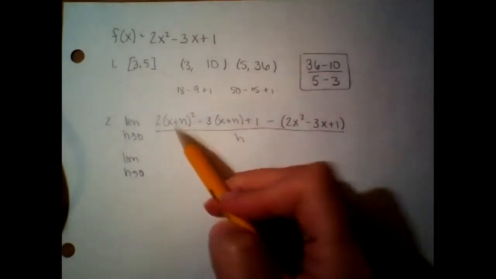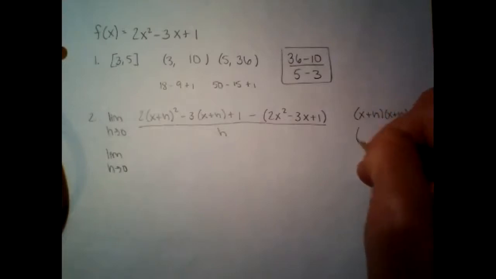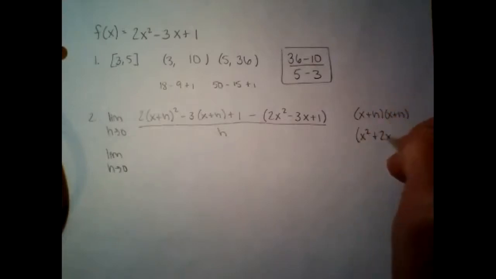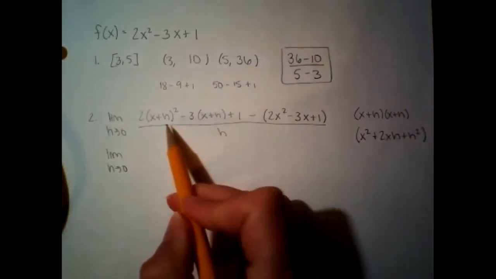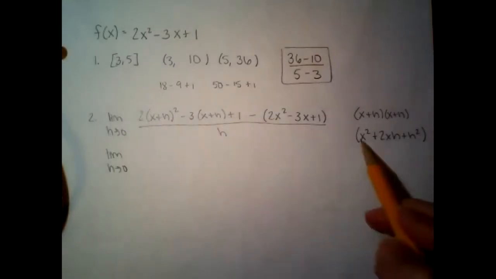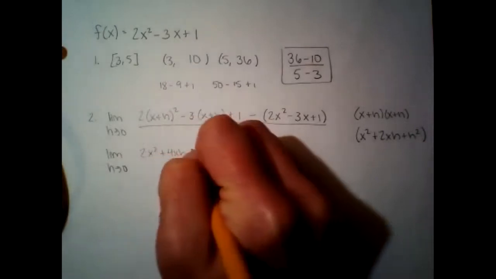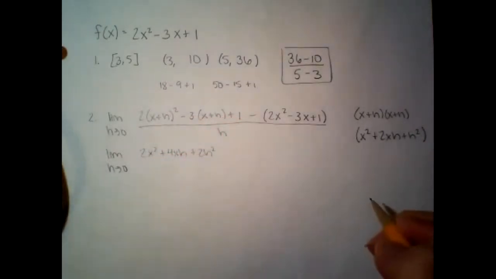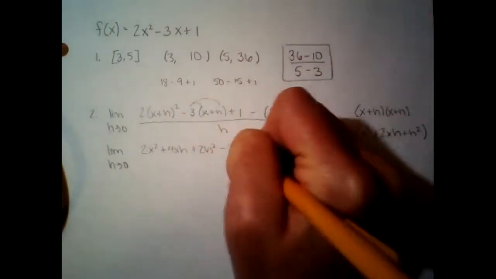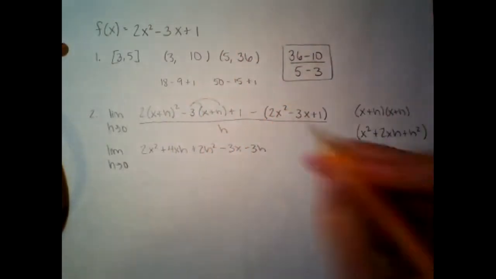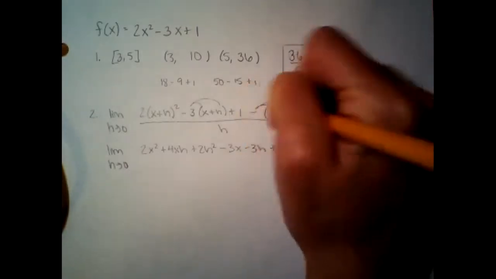And so this first part, x plus h squared, if you multiply that out, that's going to give you x squared plus 2xh plus h squared. And we're going to distribute a 2 into that. So 2x squared plus 4xh plus 2h squared. Then we're going to distribute a negative 3. And then we've got this plus 1 here. And then we're going to distribute the negative.